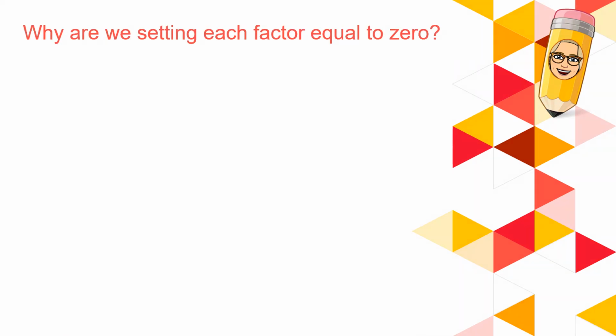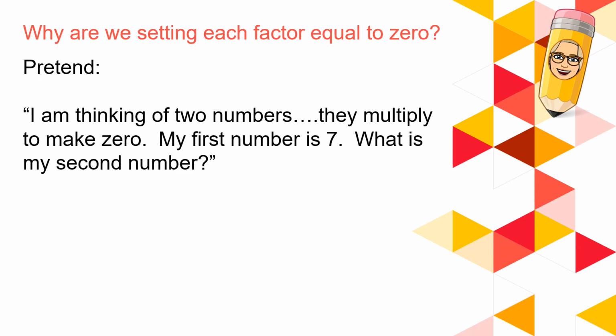Why are we setting each factor equal to 0? Okay, so it's like we're asking ourselves the question: I'm thinking of 2 numbers. They multiply together to equal 0. My first number is 7. What is my second number? So essentially, if I put 7 on the first blank, what number has to go on the second blank to equal 0? Hopefully you're thinking of 0.